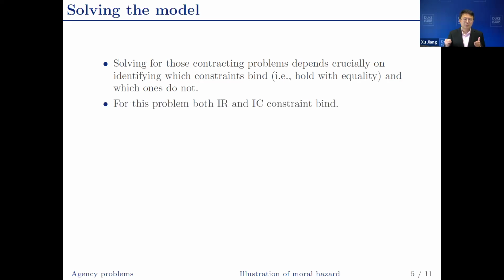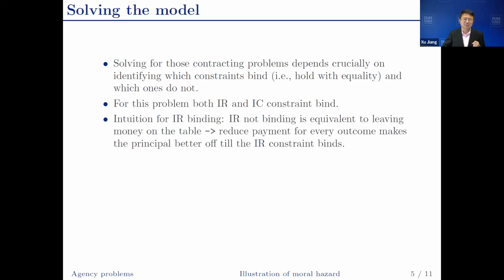For this problem, we can show that both IR and IC constraints bind. Why is that? What is IR? IR means the expected utility of the agent conditional on exerting high effort is bigger than the reservation utility. If IR is not binding, it means you're paying the agent too much. You're paying them higher than the reservation utility. So you are leaving money on the table. You can reduce the payment to the agent, increase the payoff for the principal, while still making the agent earn better than the expected outside option.